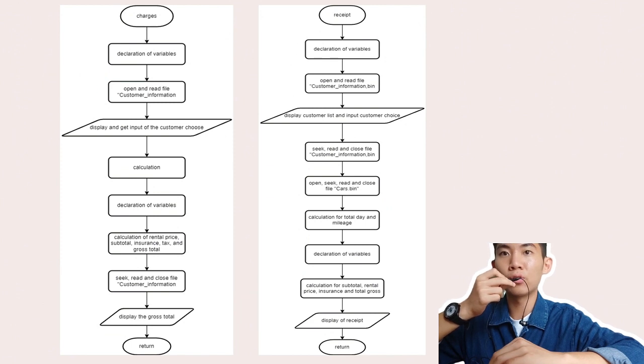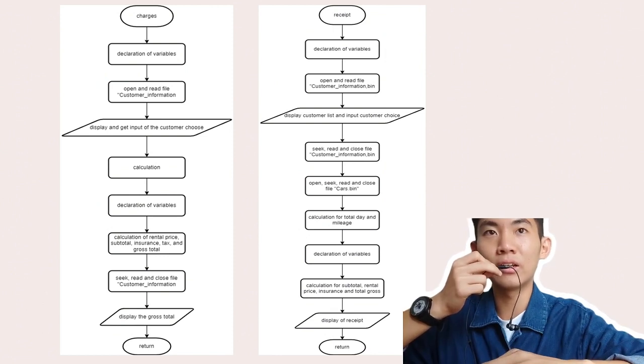Next, we'll declare variables again. Then calculation of the rental price, subtotal, insurance, tax, and gross total. Then we'll read and close the customer information file. Then finally we'll display the gross total.